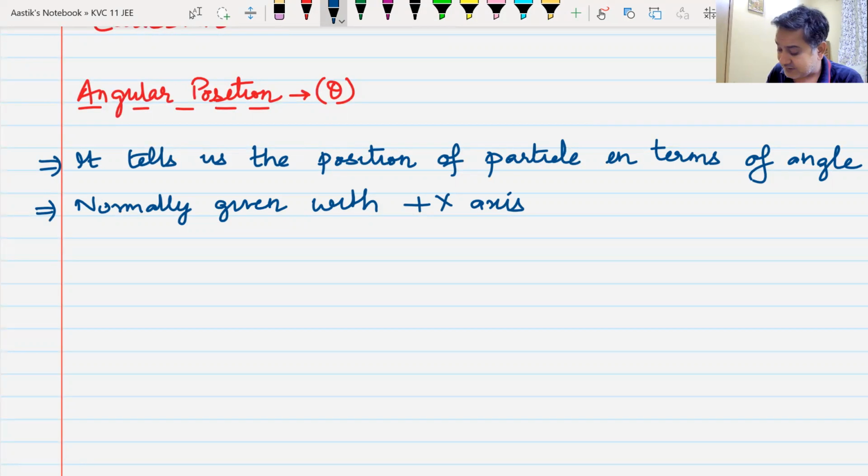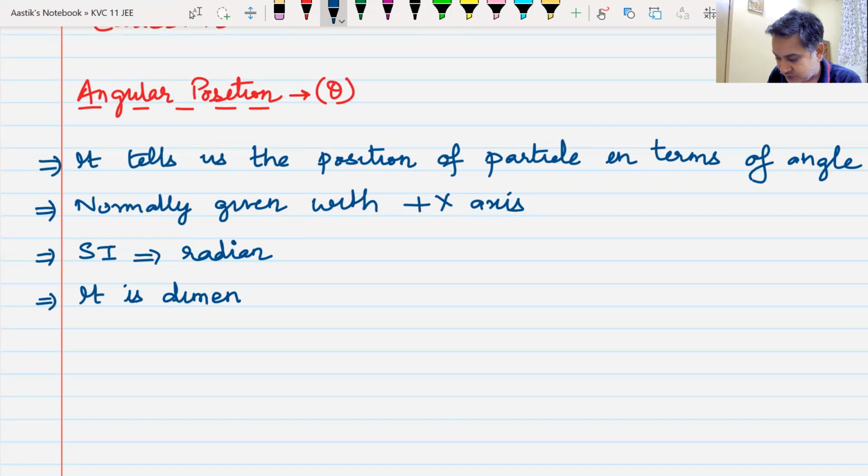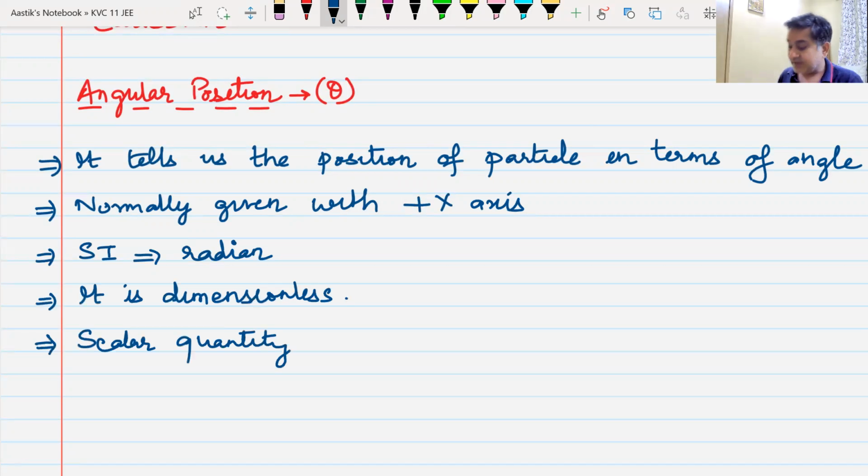Now, since it is an angle, the SI unit is radian, not degrees. You must understand this. SI unit is radian. It is dimensionless because I told you that angle is dimensionless. Do we understand this? Can I have raise hands from everyone that we understand this? It is dimensionless. It is a scalar quantity.